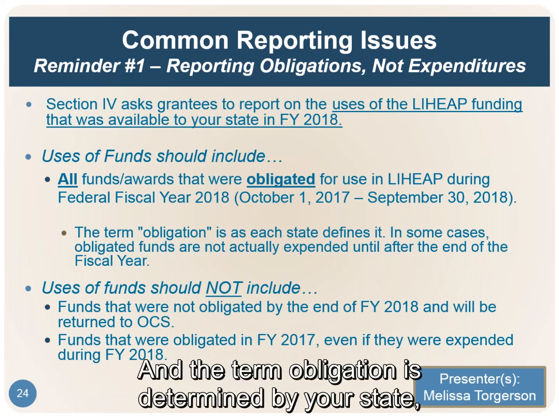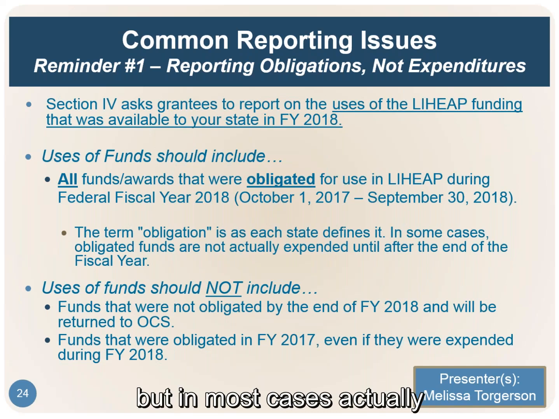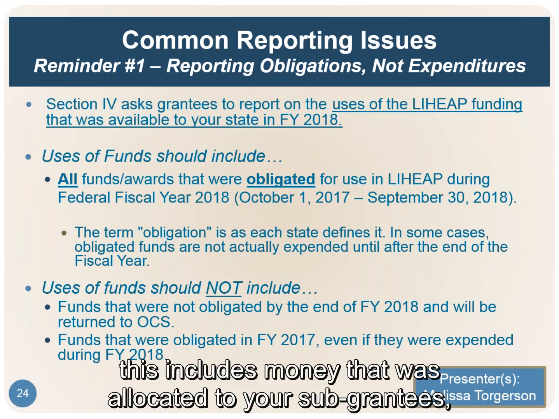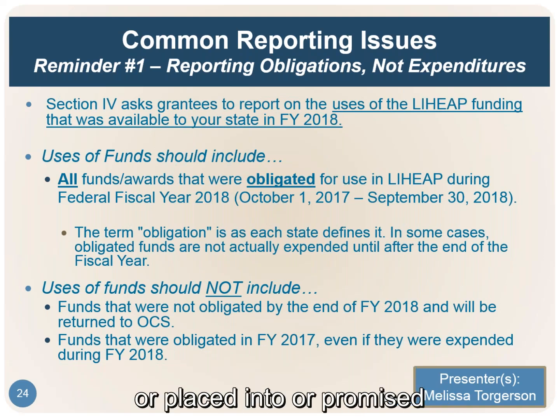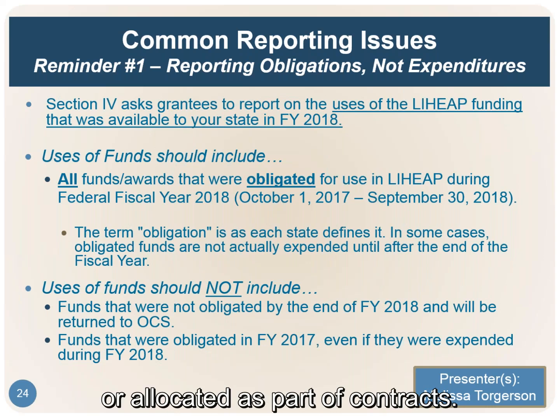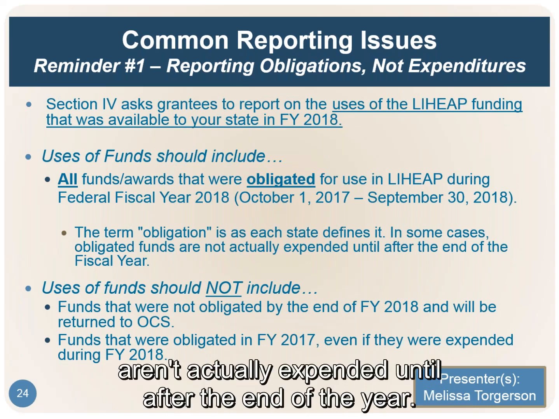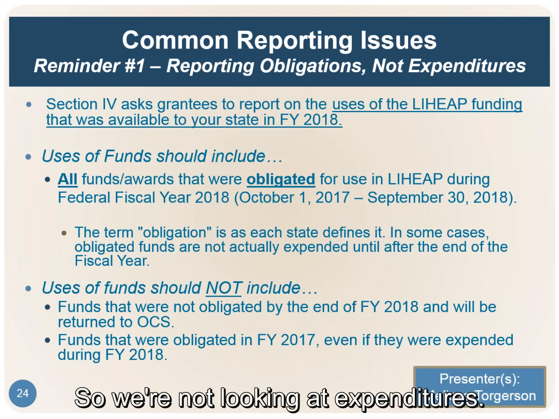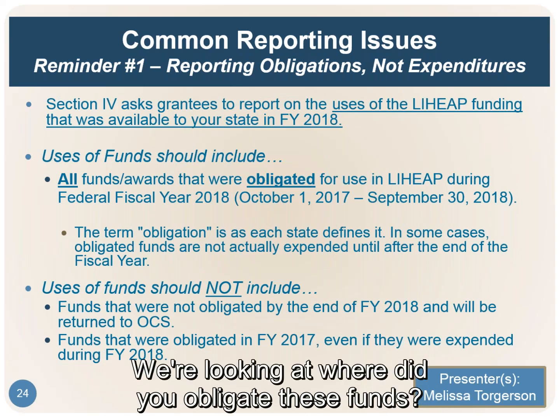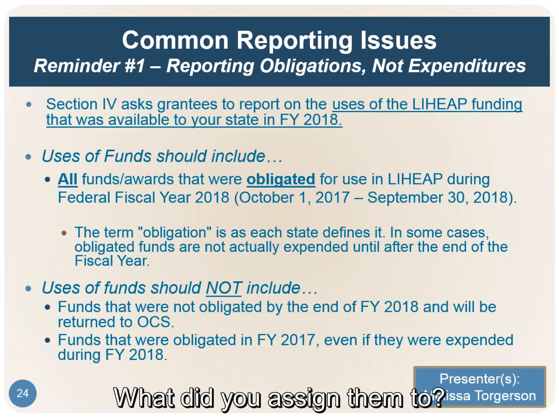And the term obligation is determined by your state, but in most cases, actually, this includes money that was allocated to your subgrantees or placed into or promised or allocated as part of contracts. And in many cases, obligated funds aren't actually expended until after the end of the year. So we're not looking at expenditures. We're looking at where did you obligate these funds? What did you assign them to?